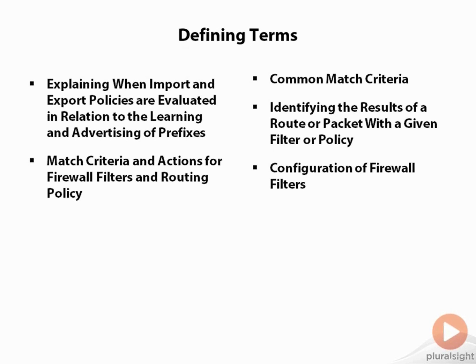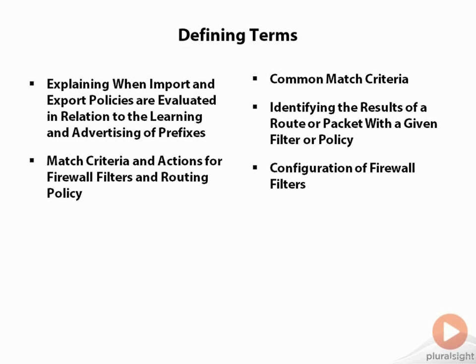Some of the points we need to discuss in this section are explaining when import and export policies are evaluated in relation to the learning and advertisement of prefixes. We're also going to talk about match criteria and actions for firewall filters and routing policies. We will discuss common match criteria in identifying the results of a route or packet with a given filter or policy. Then we will go over the configuration of some of these routing policies and firewall filters.